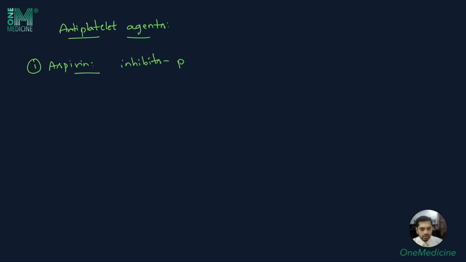Let's now jump to antiplatelet agents. The first one is aspirin. This inhibits platelet function by blocking the ability of cyclooxygenase 1 to synthesize thromboxane A2. So this action is blocked.